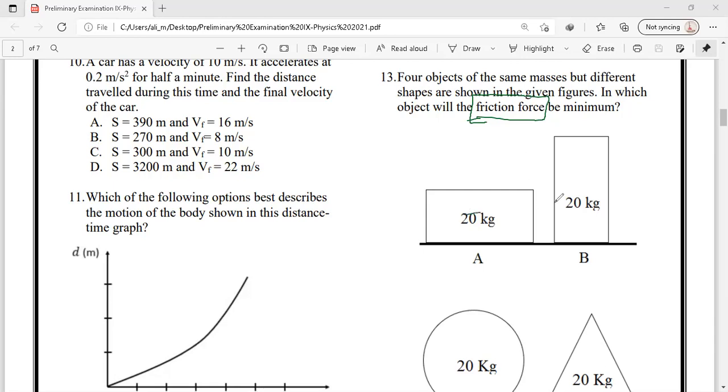So in these two diagrams we have a large contact area with the ground. Similarly, this triangle has a larger area in contact with the ground. So a sphere involves rolling friction, and we know that rolling friction is always less than the sliding friction. So this would be the correct answer, that is the option C.